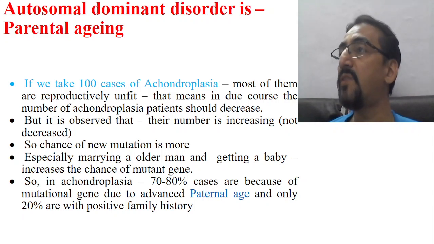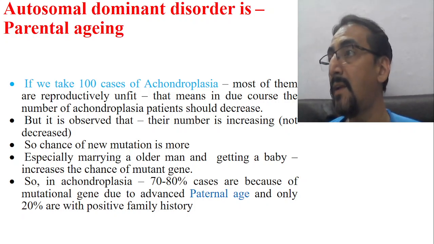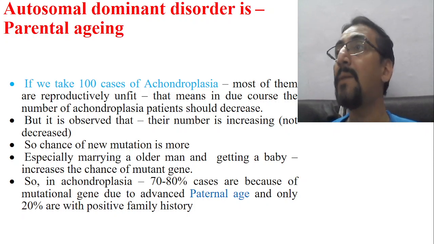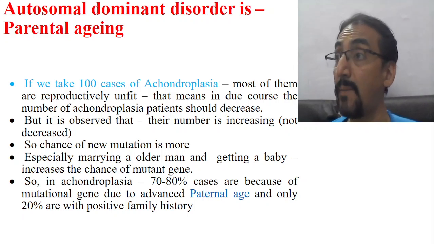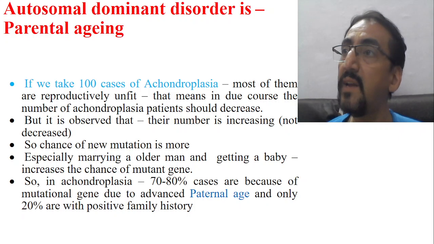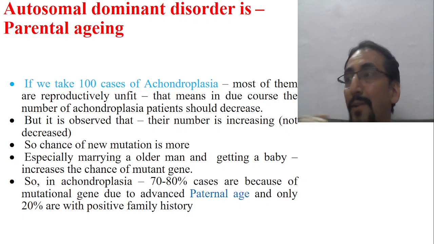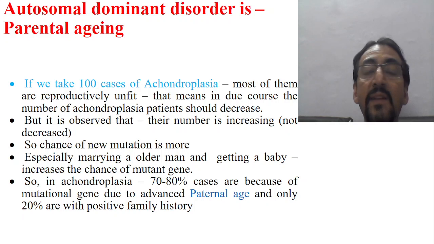Suppose one achondroplasia patient is born and develops into adulthood, but in adulthood also he is not able to produce any kids. So reproductively he is unfit, he is not producing any kids, meaning the disease is not going to the next generation. What should happen after 4 or 5 generations, in the due course of 200 years? The number of achondroplasia cases should decrease, isn't it? But actually it is not happening. It is observed that the number of achondroplasia is increasing, not decreasing.